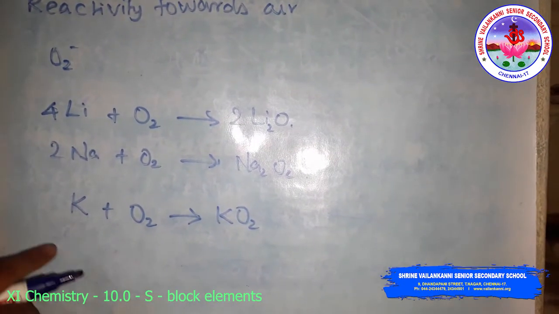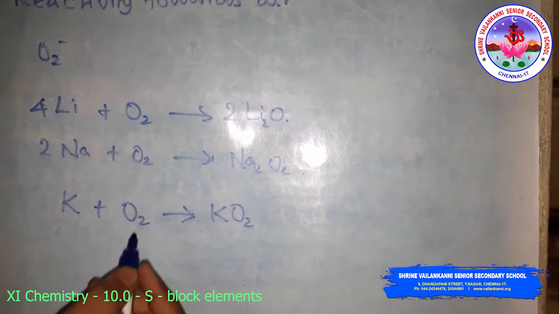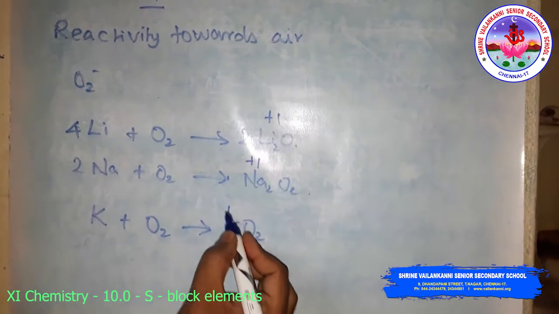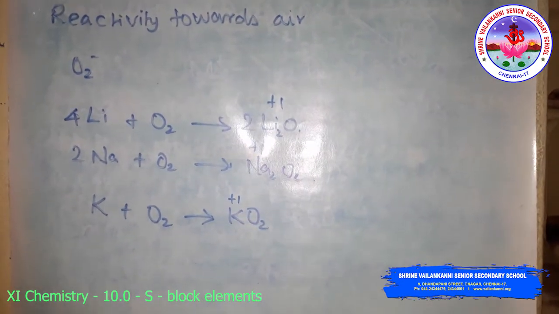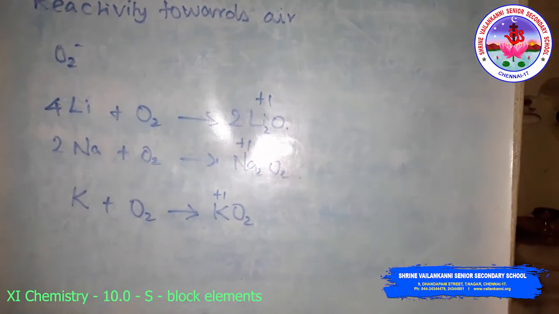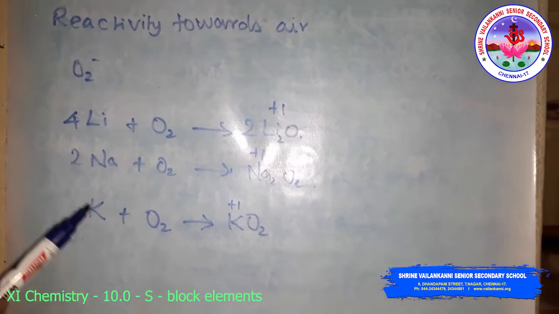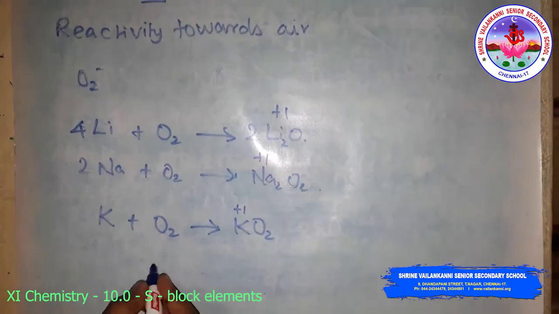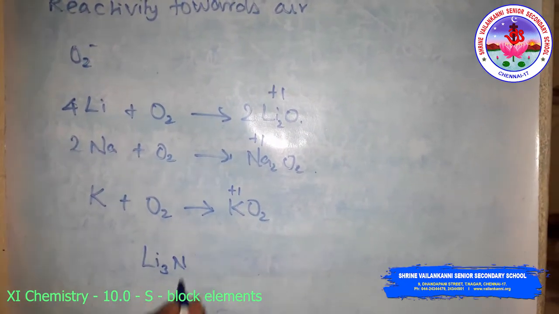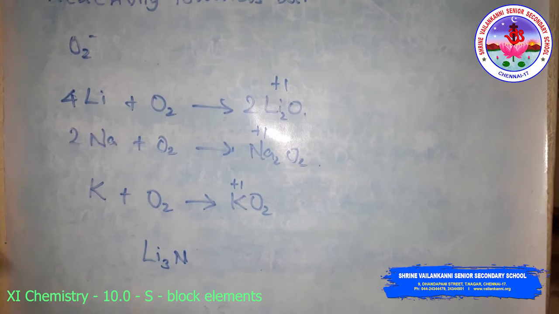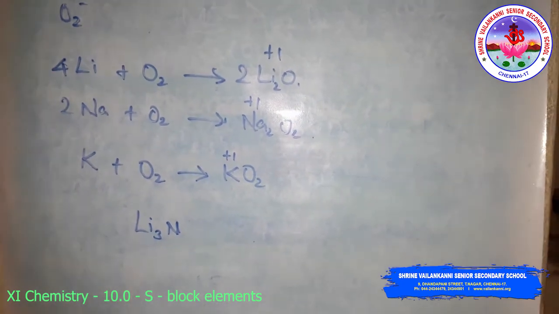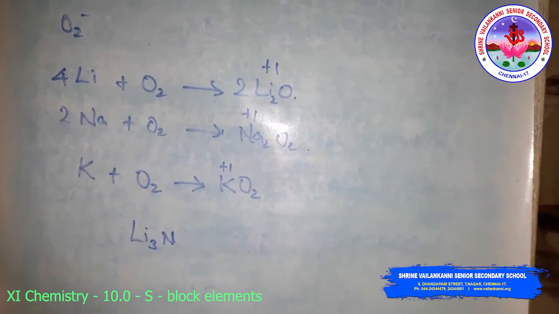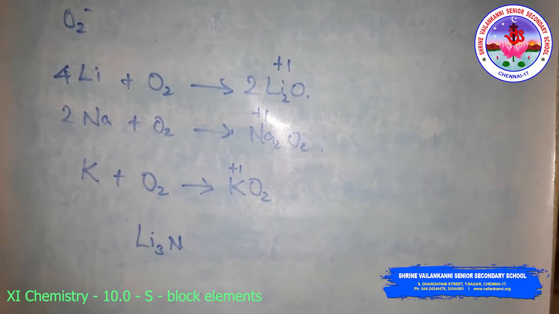So in all these oxides, the oxidation state of the alkali metal is +1 only. Here lithium has +1, sodium has +1, and potassium also has +1. Lithium shows exceptional behavior in reacting directly with the nitrogen of air to form the nitride, lithium nitride, Li3N. Due to the high reactivity towards air and water, the alkali metals are normally kept in kerosene oil. You already know that.